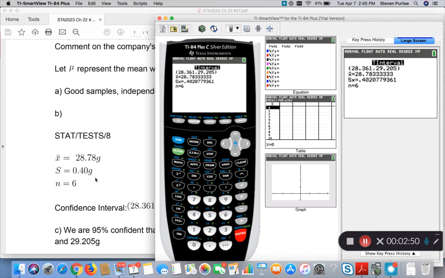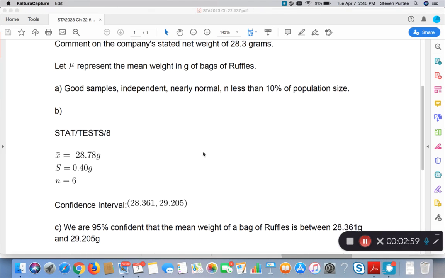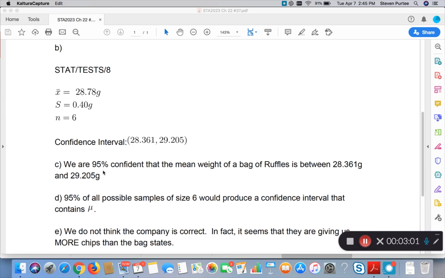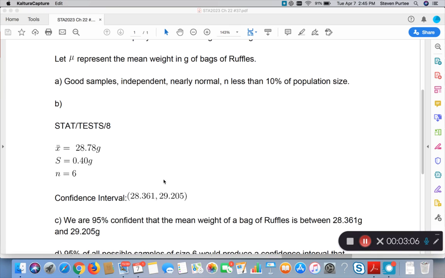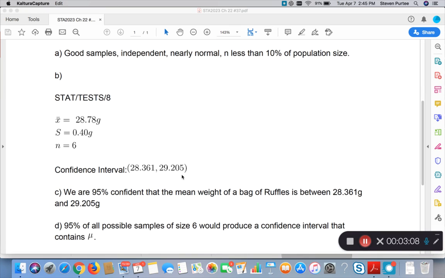Here, by the way, this is where I got these numbers from. Here's our sample mean and our sample standard deviation. So now we just write our sentence. We're 95% confident that mu, the population mean, is between these two numbers. Between 28 and 29 grams. Remember, don't forget to say the word mean. That's what we're measuring here. Not all bags of Ruffles, the average bag of Ruffles.